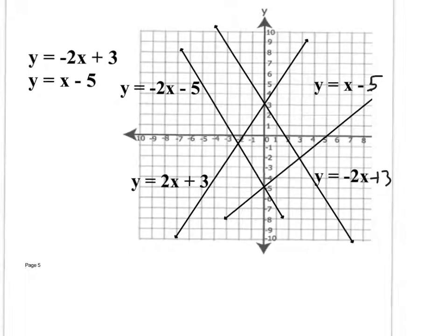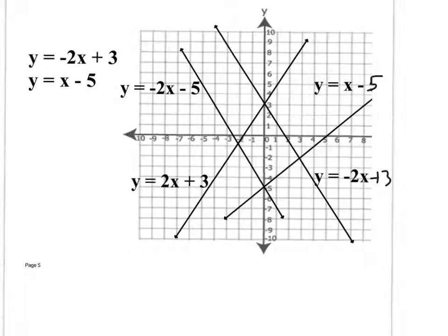Some of the homework problems they give are just lines on a graph. They're labeled. This line right here is y equals negative 2x minus 5. This one is y equals 2x plus 3. And then you've got y equals x minus 5 and y equals negative 2x plus 3. So you've got four different lines crossing here. And then it's going to tell you two of those lines for your homework, and it's going to ask, are these consistent or inconsistent, and are they dependent or independent?